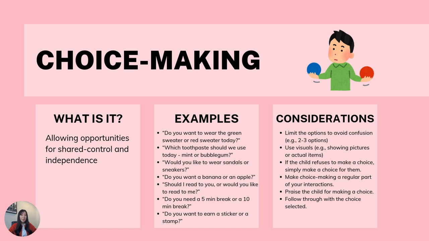Choice making. Choice making is pretty straightforward. I also think it's pretty good. It's really good practice in general. So, choice making allows opportunities for shared control and independence. We're offering limited but manageable options to a child, allowing them to have a say in their activities or routines. It's such a simple yet effective way to increase cooperation, reduce power struggles, and teach self advocacy.